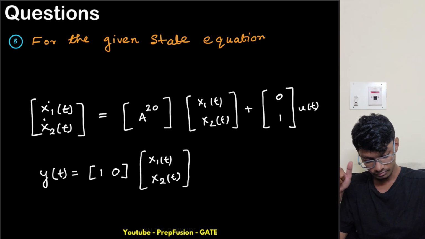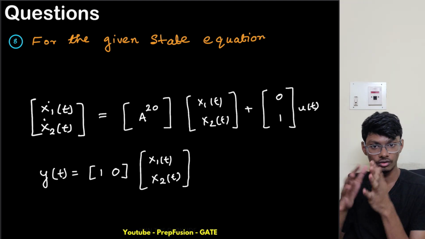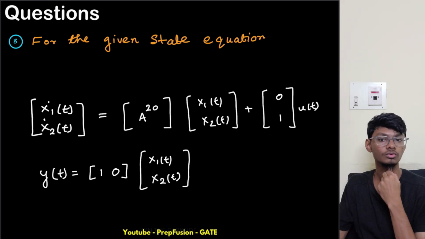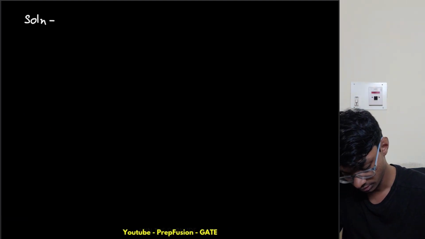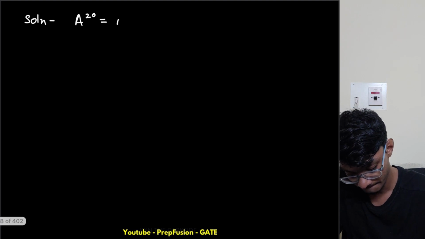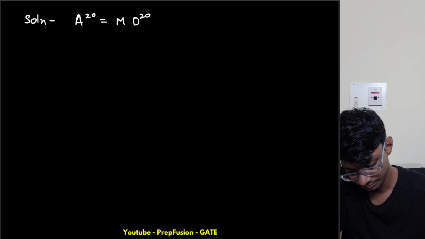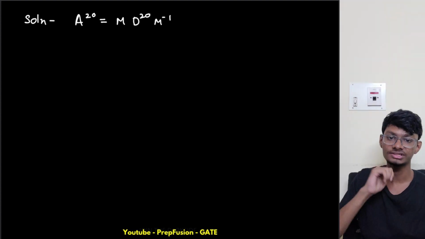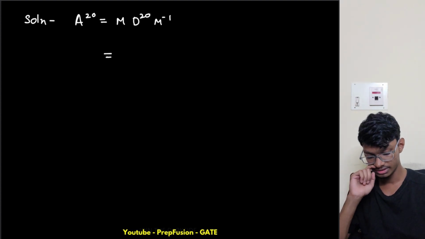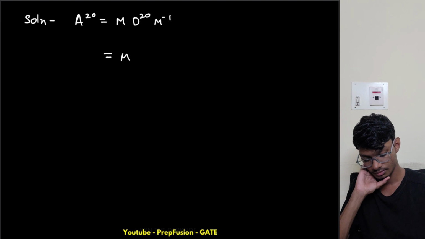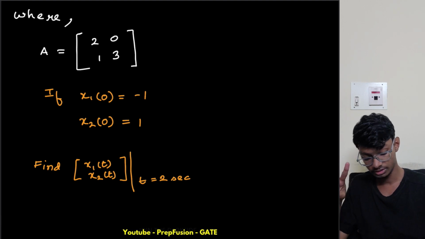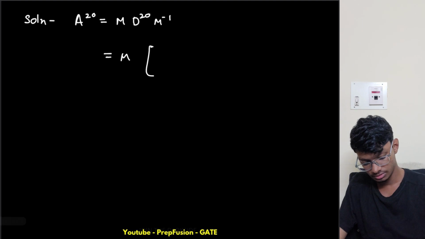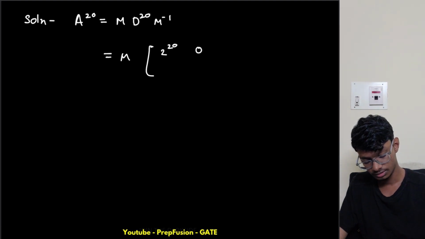But what you can do is, for A raised to power 20, apply the diagonalization method. From there, A raised to power 20 will be equal to simply M D raised to power 20 M inverse. D raised to power 20 is very easy to find. How? In our case, it is a 2 cross 2 matrix. Sorry, what are the eigenvalues? It is 2 and 3, right? So this is 2 to the power 20, and this is 0, and this is 0, and this is 3 to the power 20, right?